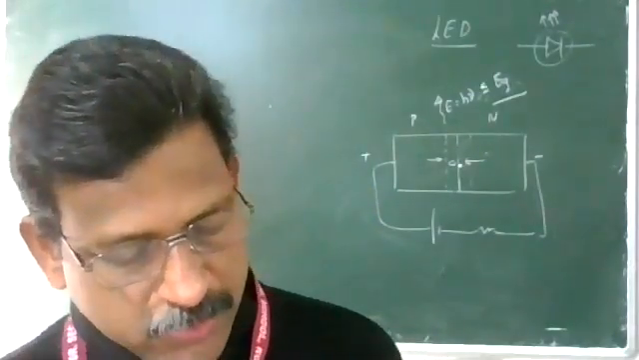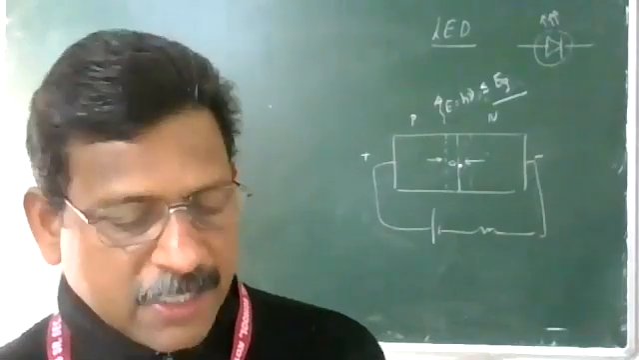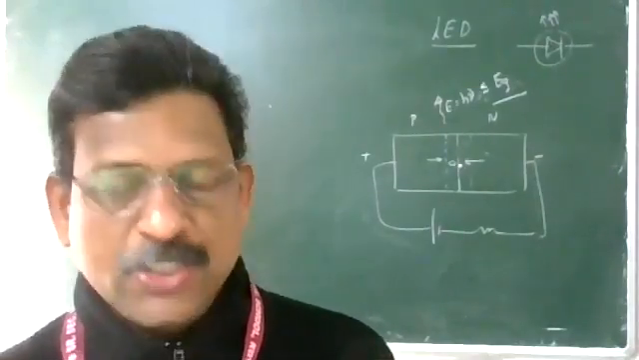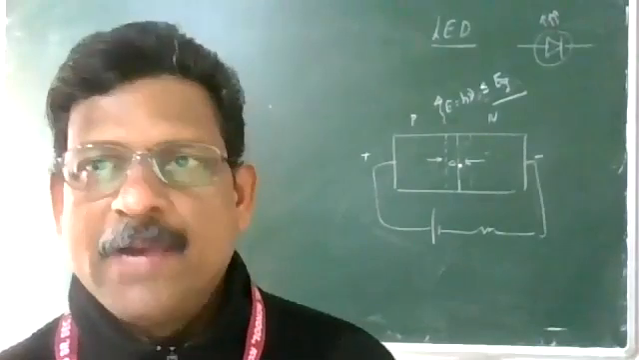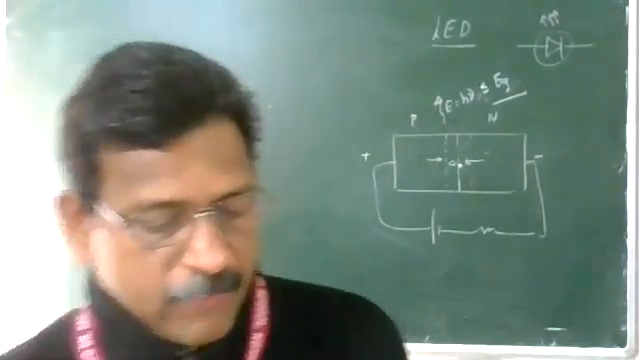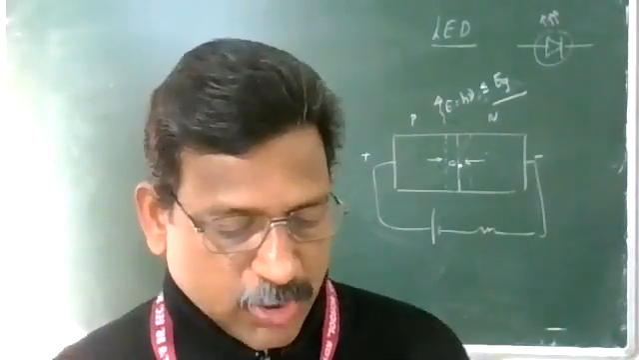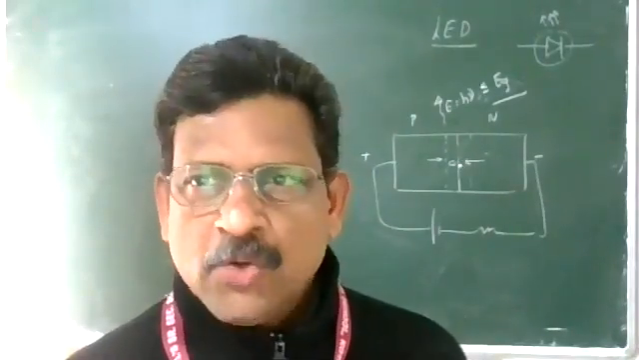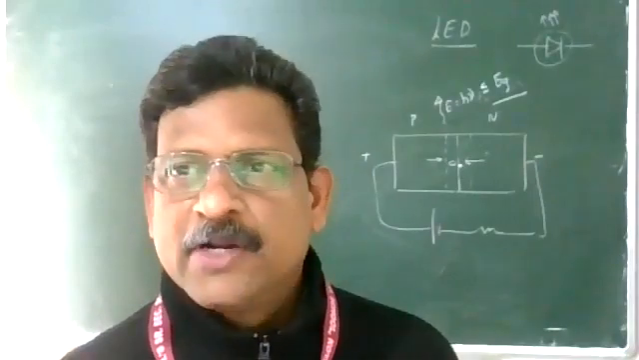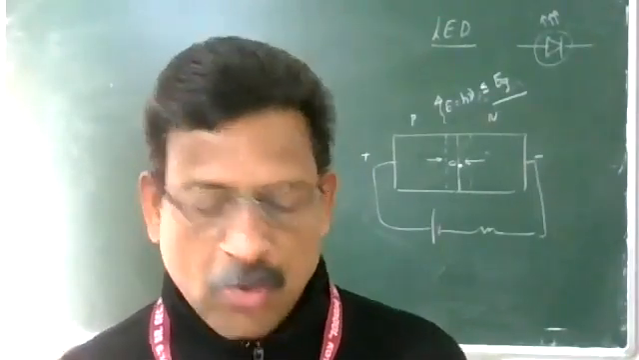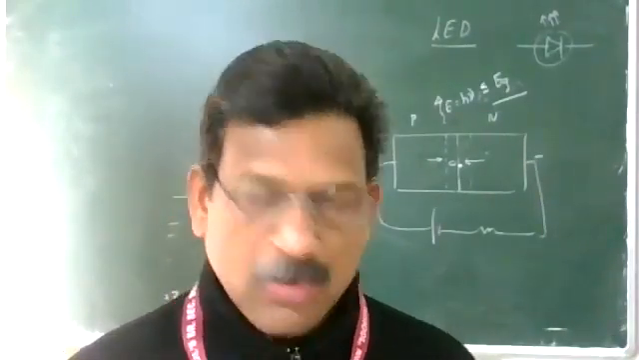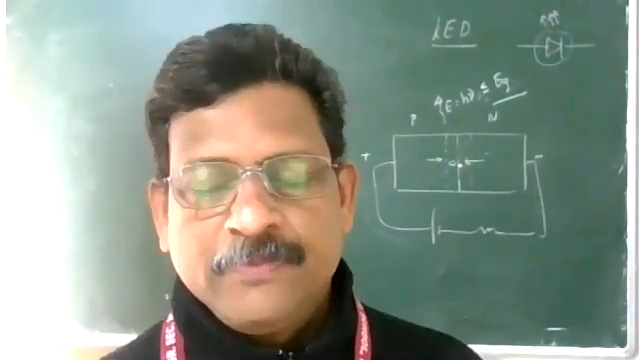And here the current is very less, so the intensity of light emitted is comparatively small. When current increases, intensity also increases, depending upon the bias. So LEDs can emit different colors: red, yellow, orange, green and blue light. You are already aware of this point.